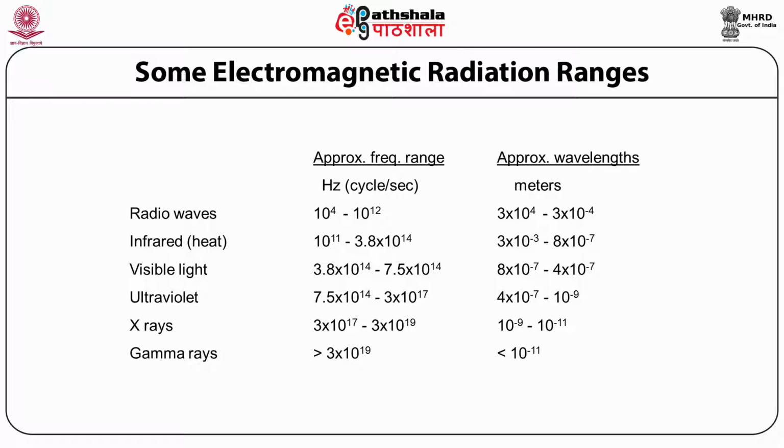X-ray is more energetic. Its frequency is in the range of 10 to the power 17 to 10 to the power 19, and its wavelength ranges from 10 to the power minus 9 to 10 to the power minus 11. The most energetic are the gamma rays. Their frequency is 3 into 10 to the power 19, and their wavelength is less than 10 to the power minus 11.